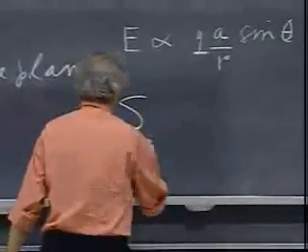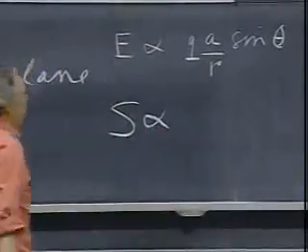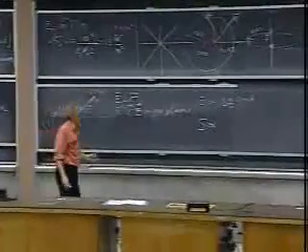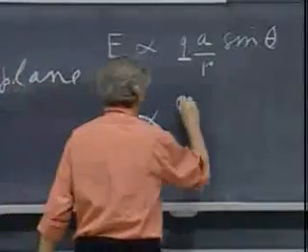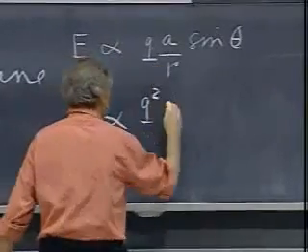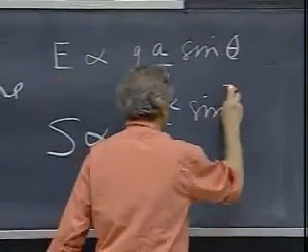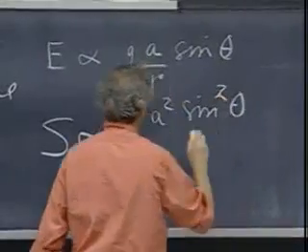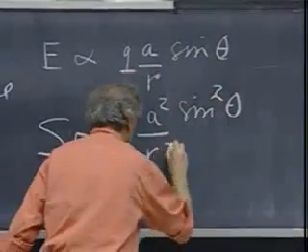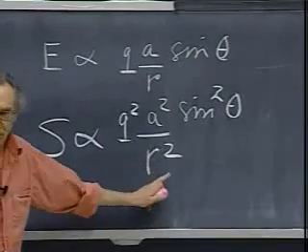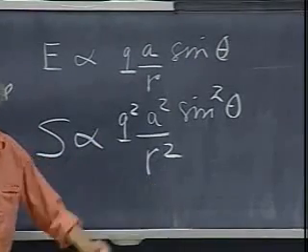And the Poynting vector, which is the product of E and B, but E is always proportional to B. So the Poynting vector then is proportional to Q squared, proportional to A squared, proportional to the sine squared of theta, and inversely proportional to r squared.